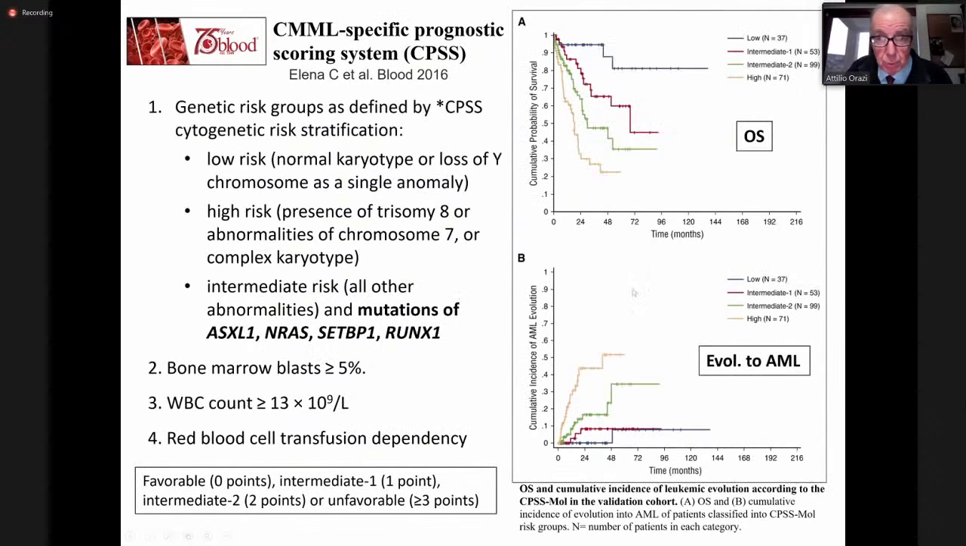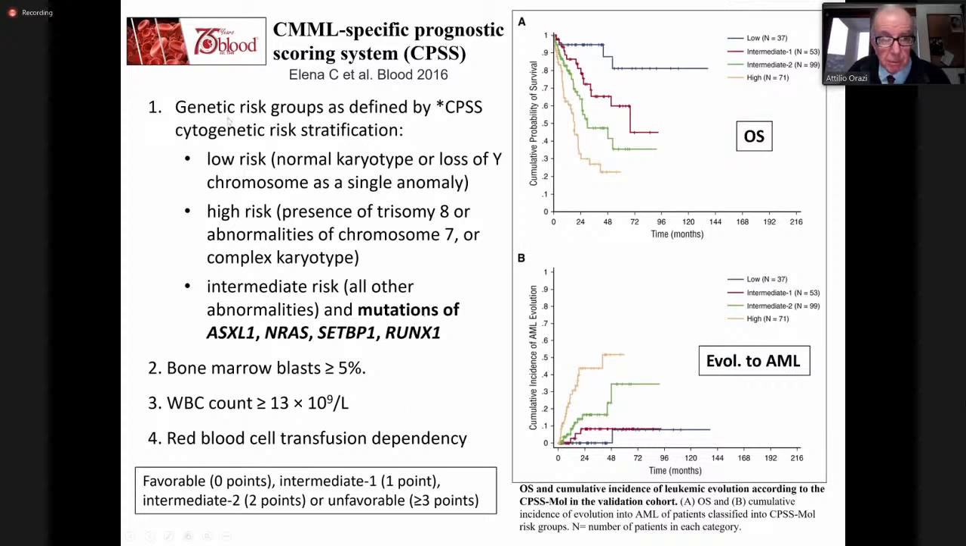Now, if you put together, and this is basically the contemporary way of scoring this patient, the so-called CMML-specific scoring system, you put together cytogenetics, where you get 3 groups, and if you plug in some key mutations, you get this scoring system from the University of Pavia in Italy. The separation of the patients is very good. This paper was published in Blood and is highly quoted.